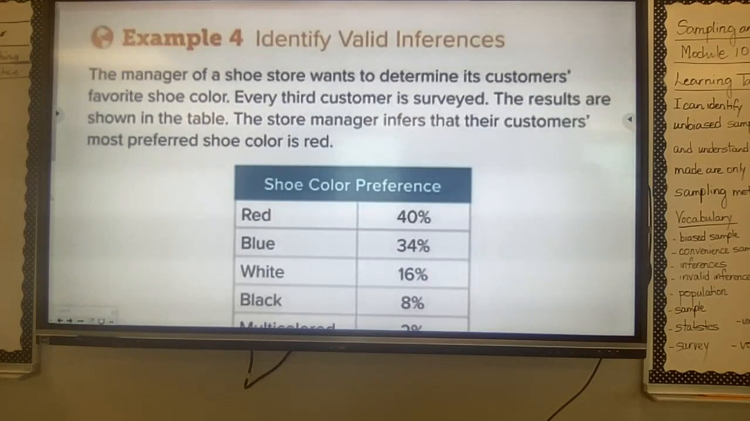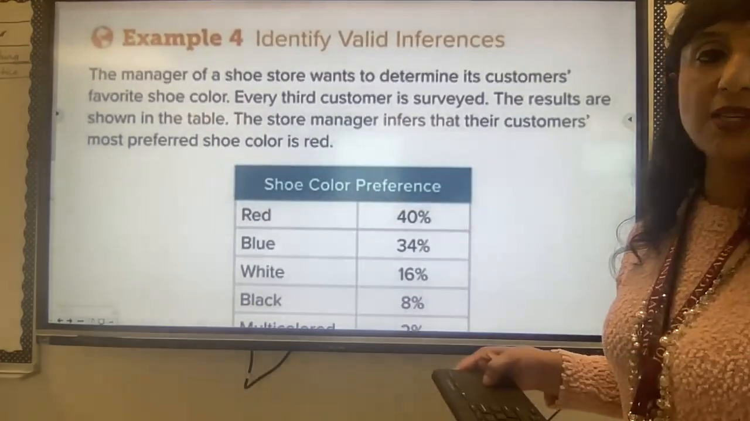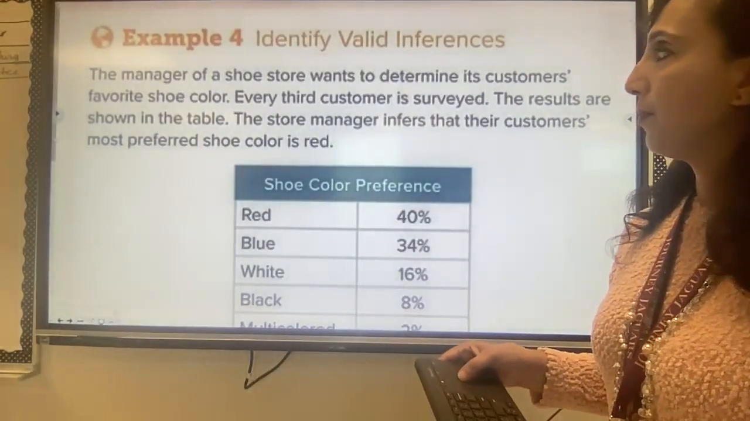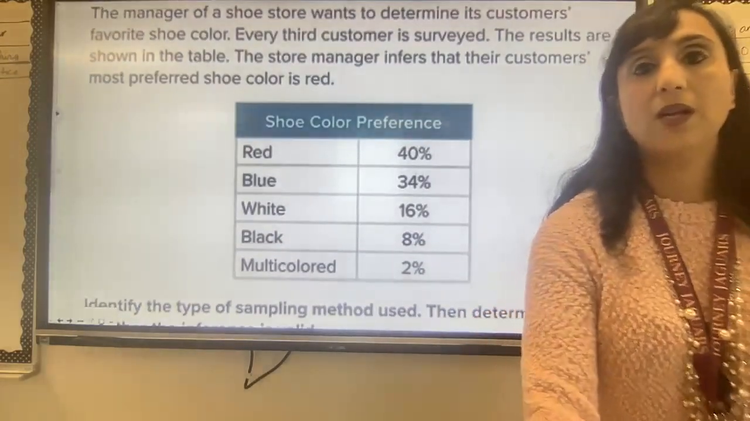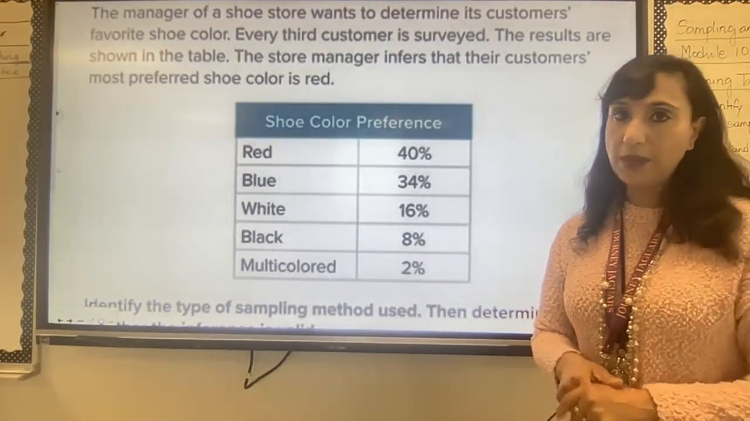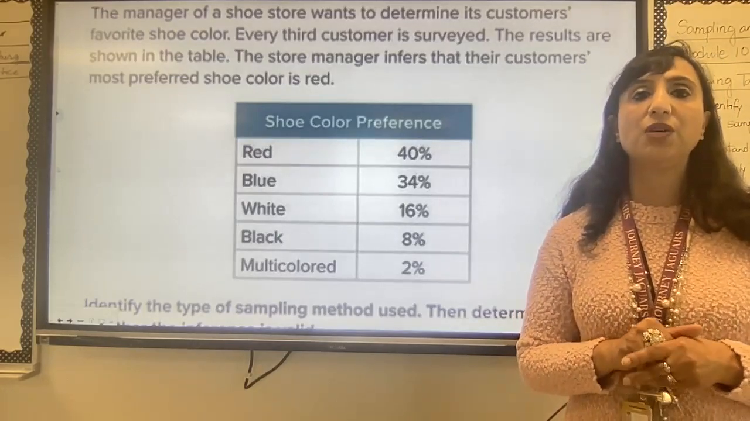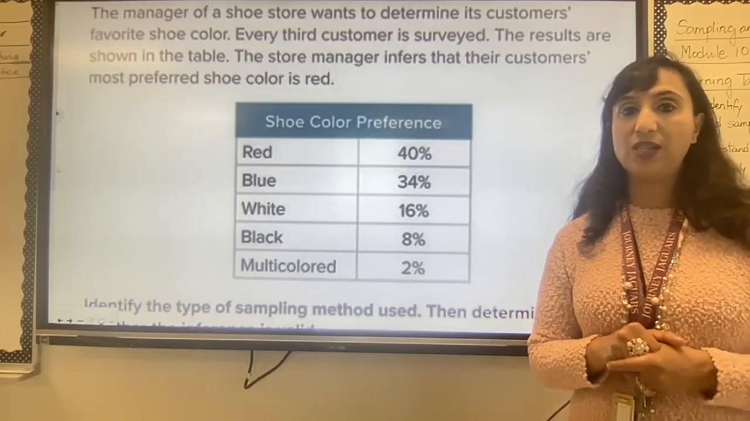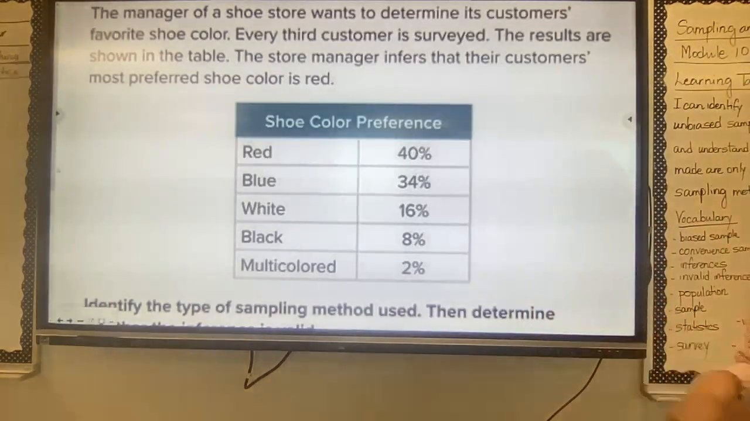Okay. So let's identify valid inferences. The manager of a shoe store wants to determine its customers' favorite shoe color. Here we go. And every third customer is surveyed. The results are shown in the table. The store manager infers that their customers' most preferred shoe color is red. So as you can see, red, blue, white, black, multicolored, you have those percentages written over there.